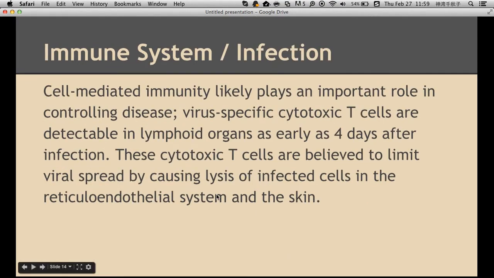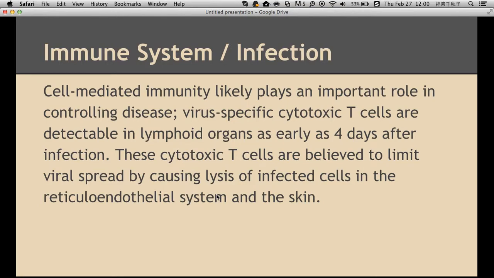Neutralizing antibodies can be detected during the first week of clinical illness, whereas hemagglutination inhibition and complement-fixing antibodies are found in the second to third weeks. Neutralizing antibodies persist for many years or decades after infection, whereas levels of hemagglutination inhibition and complement-fixing antibodies generally decline within a year. Cell-mediated immunity plays an important role in controlling disease.